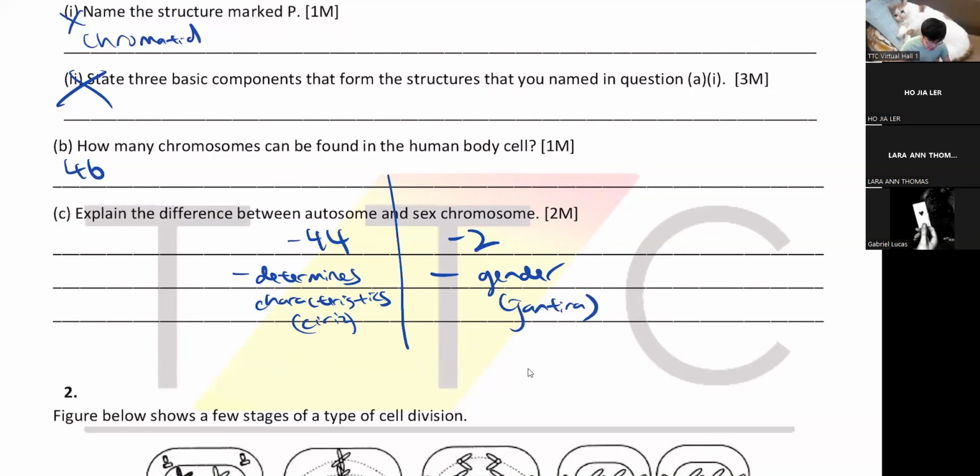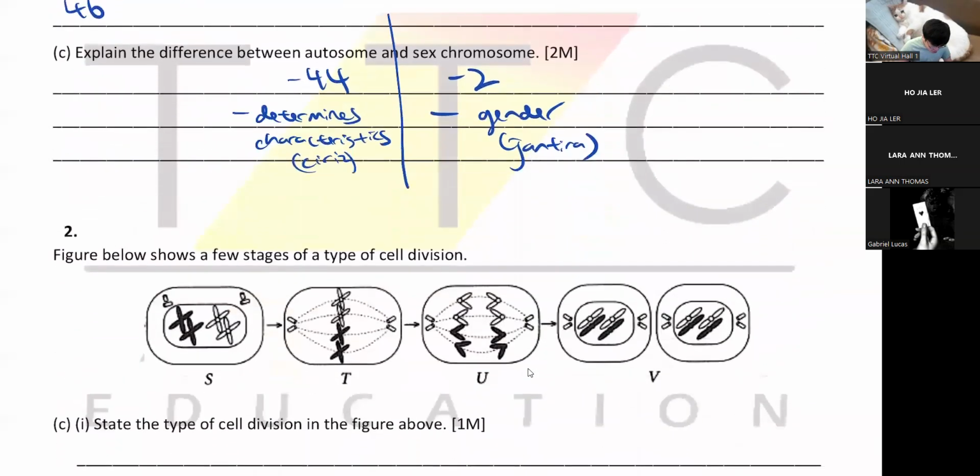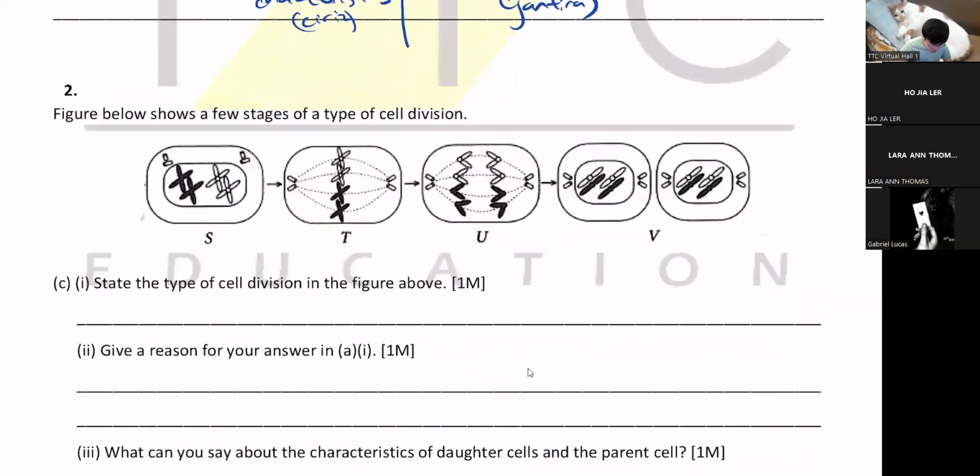Right, so which is your X and Y. If you're XX, then you are a female. If you're XY, then you're a male. We know this, this is the most basic info. Anyway, you have 46 chromosomes. So moving on, let's go to question 2.